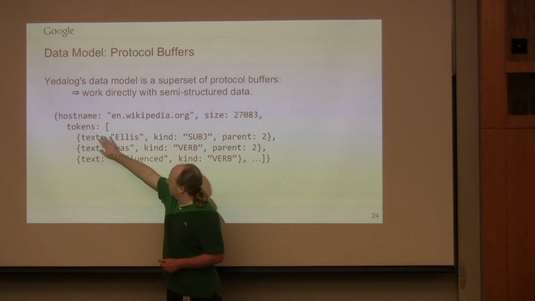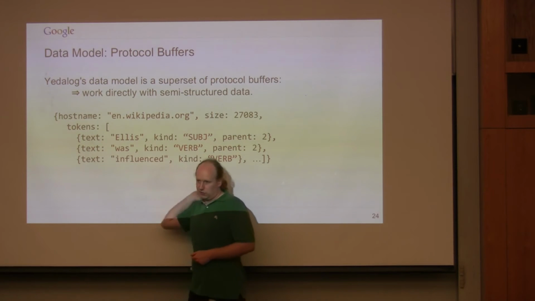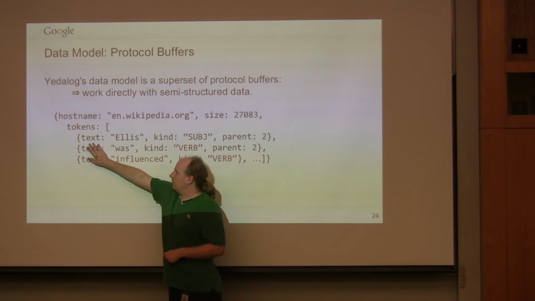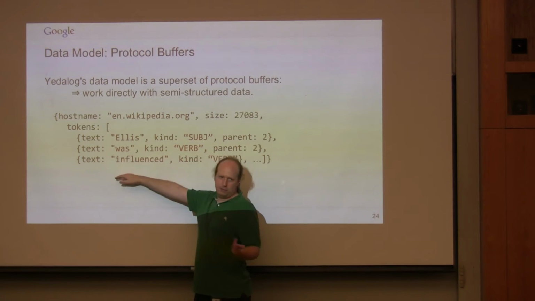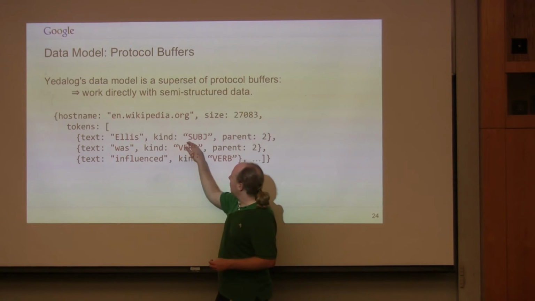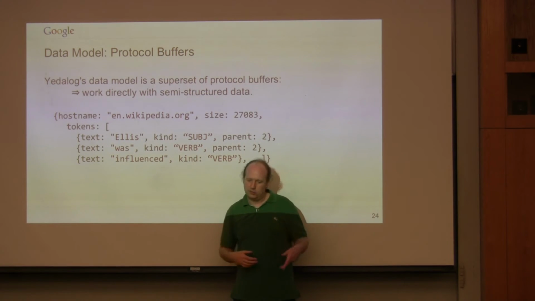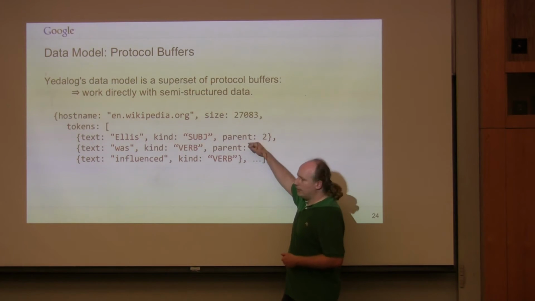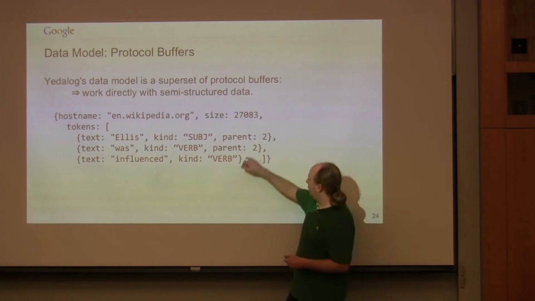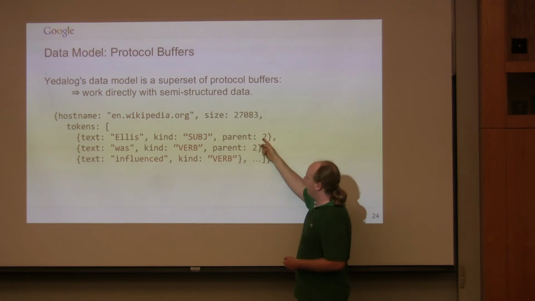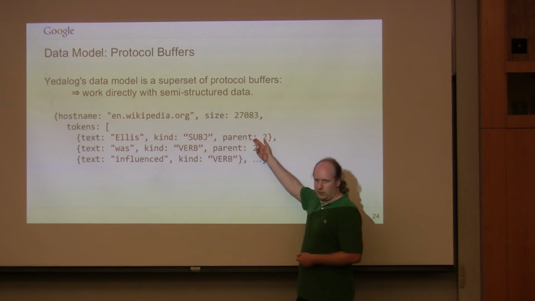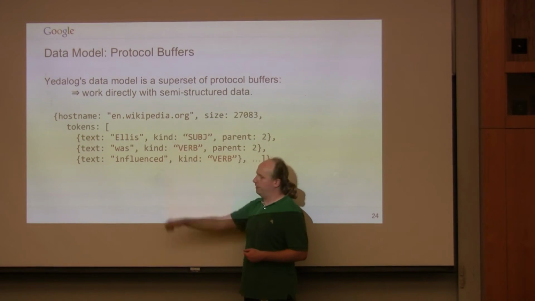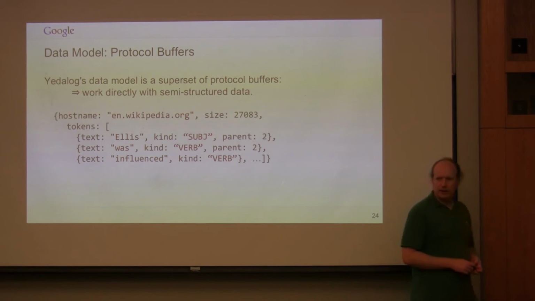The tokens are basically a list of tokens, for every word in the document. Each token is going to have a text, which is the word we saw in it. We have the kind of token, whether it was a subject, a verb, or an object, or something like that. And we have the index in this list of the parent. So for example, parent 2 says that for this token, the second token, it starts at 0, is the parent. So influence is the parent of Alice here in the parse tree. Questions?